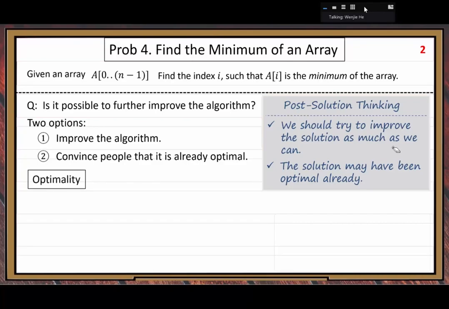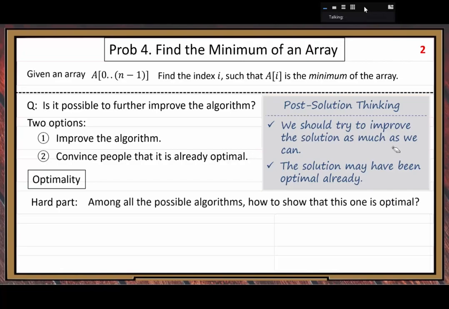We need to understand this optimality concept. What is the exact meaning of this concept? Why is it so hard to study this optimality issue? The hard part is that in order to show that our current algorithm is optimal, you need to study all the possible algorithms that solve this problem, right?